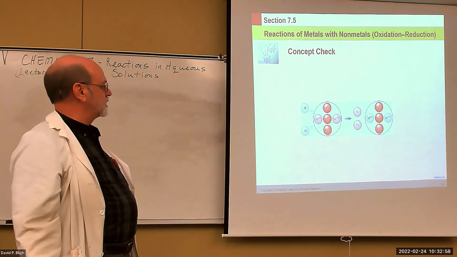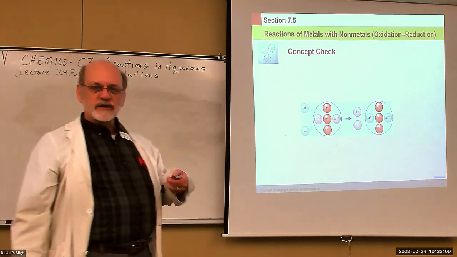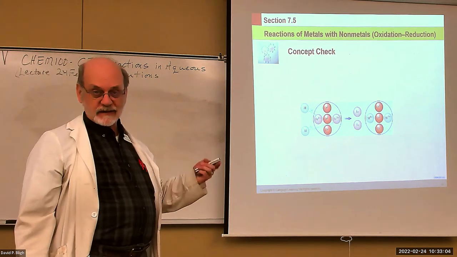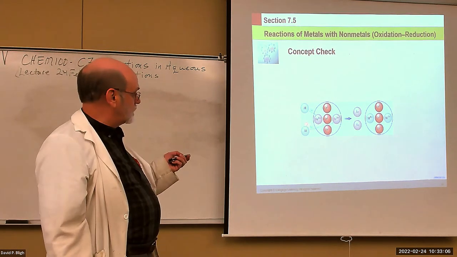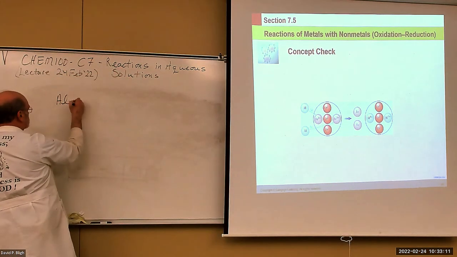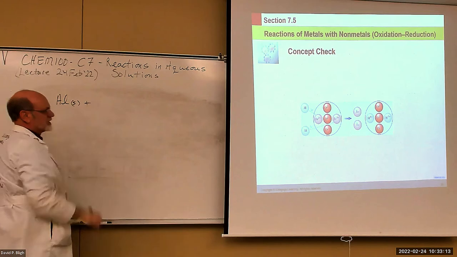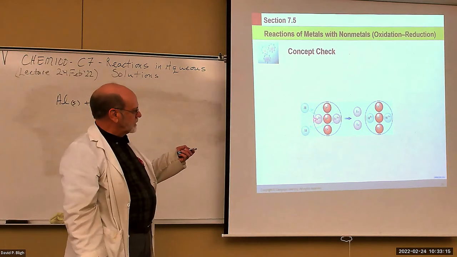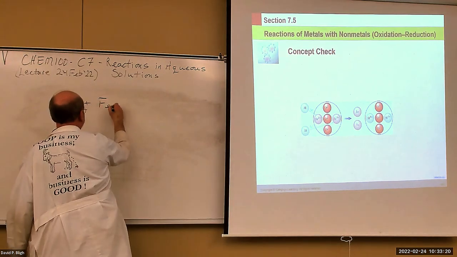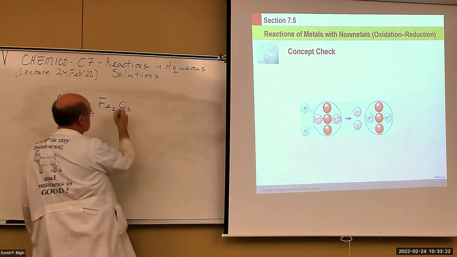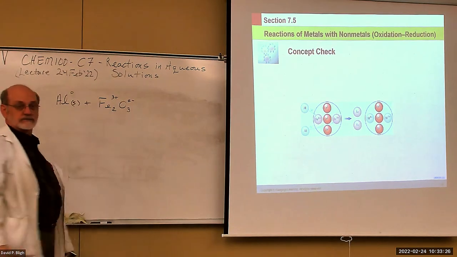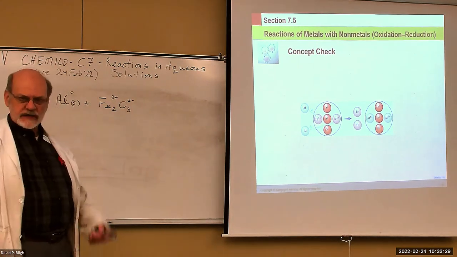Here's another possibility. Say we have aluminum metal, and we have a compound with a metal and a nonmetal. So we have aluminum. Let's write that out. Aluminum solid plus, what are they saying this one is? Two irons and three oxygens. So this one is a 3+, and this is a 2-, and that one has no charge. Okay, just keeping track of our charges.